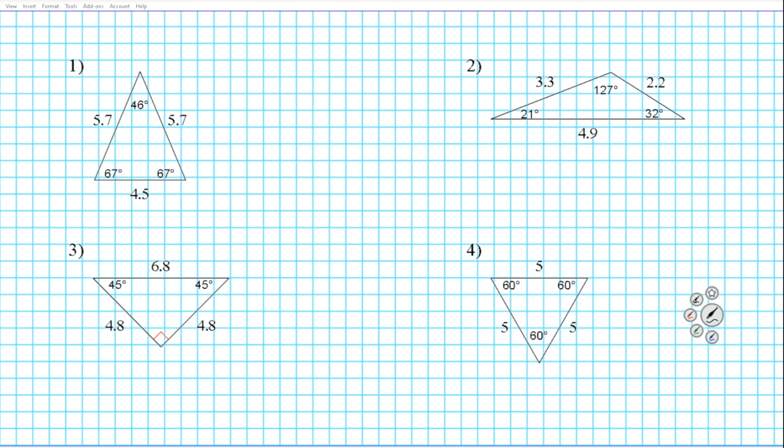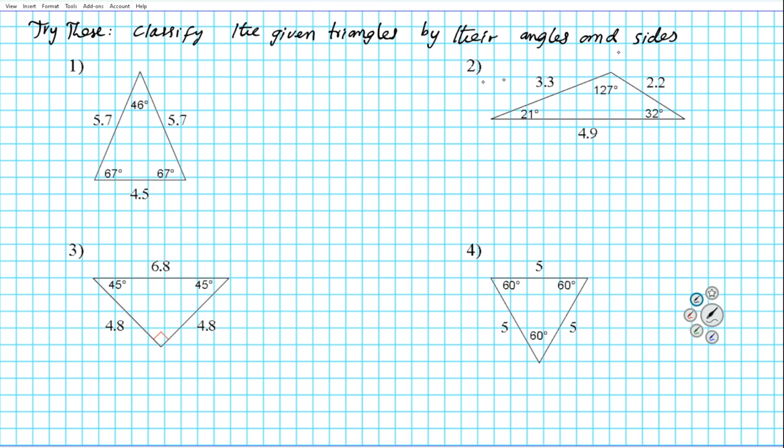Alrighty, so here are some problems that we would like you to try out. Instructions are the same as before. So you have to classify the given triangles by their angles and sides. Okay. So go ahead and pause the video presentation and solve this. When you're done, click on the playback button and we'll show you what the answers are.